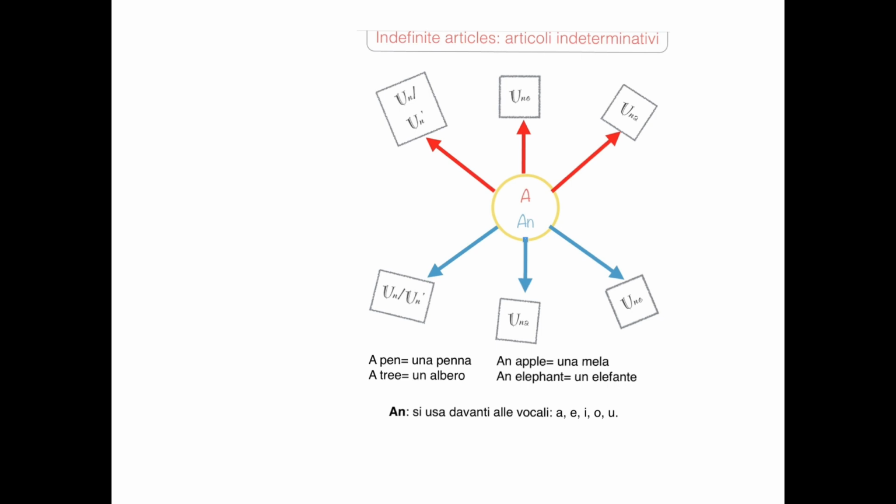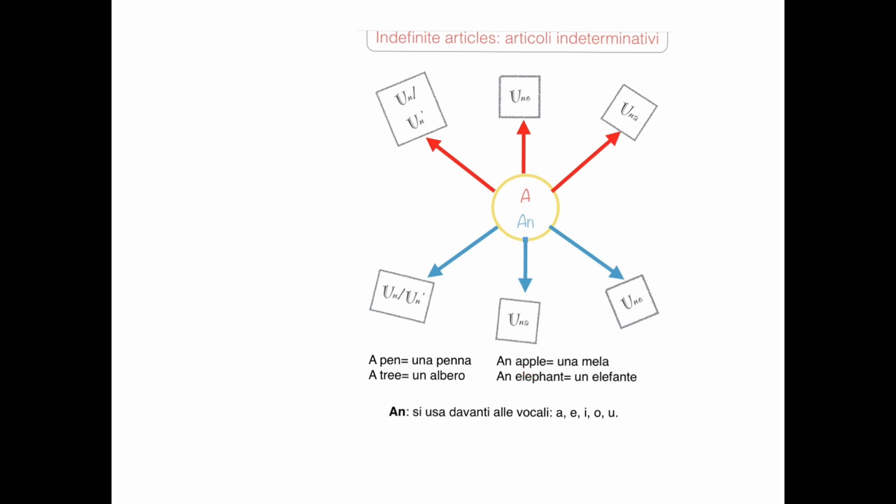For example, a pen means una penna. A tree means un albero. Pen starts with a consonant. The consonant is the letter P. Tree starts with a consonant. The consonant is the letter T. But we say an apple, una mela, an elephant, un elefante. Apple starts with a vowel, A, and elephant starts with a vowel, E.